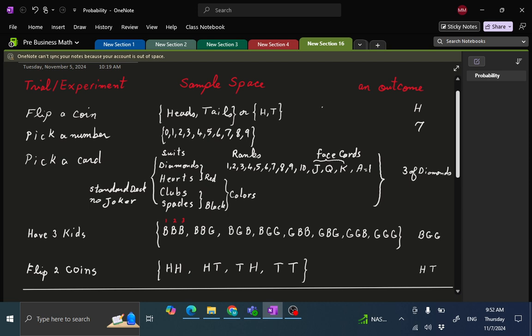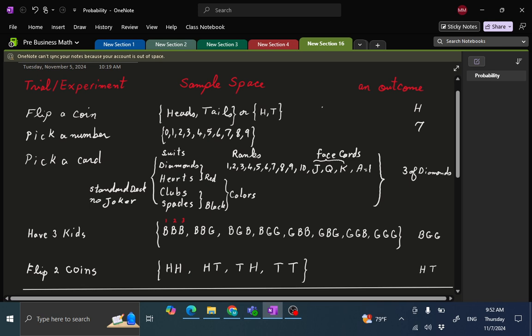Well, what do we do with this situation? These setups for our trial and experiments are going to allow us to talk about probability in a simple setting without getting bogged down in complicated situations like weather forecasting and so on, which is science all by itself.